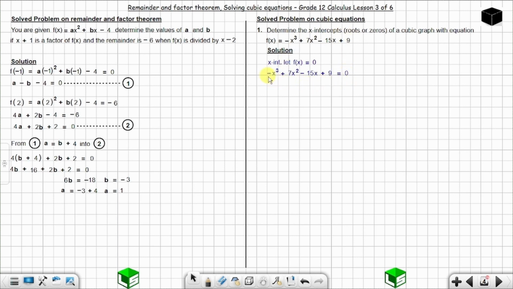So before that, you can multiply by -1 throughout so that you have a positive coefficient. When you multiply by -1 throughout, you have x cubed minus 7x squared plus 15x minus 9 equal to 0, since you multiply 0 by -1 and get 0. So to solve a cubic equation, you are going to solve it by trial and error. You are going to factorize it into a linear part and a quadratic part.